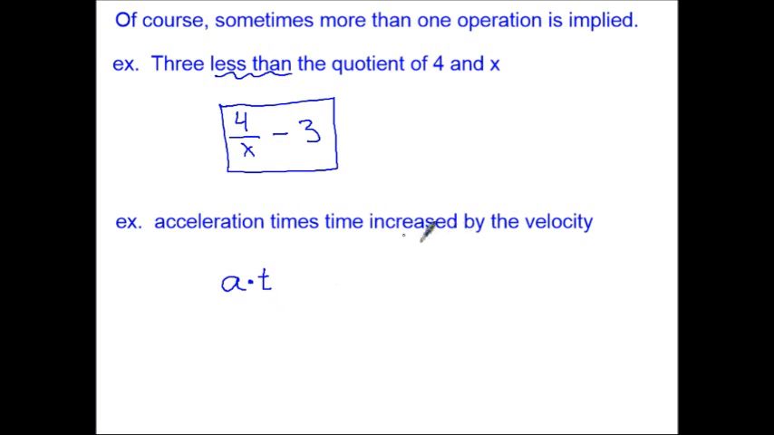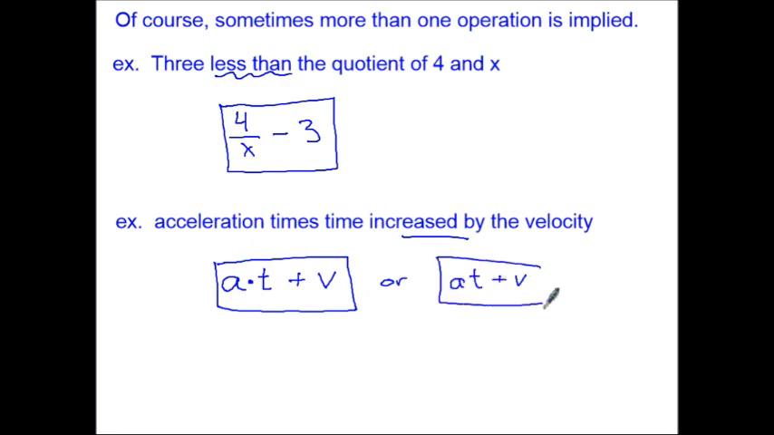And then increased by, well, there's a plus, so plus. Especially here, if I had a T that looked like a plus and a plus sign next to it, that'd be very confusing. And then velocity, I'll use a V. So I've got A times T plus V. Of course, that dot is optional. You could have just written AT plus V. Either one of those would be fine.